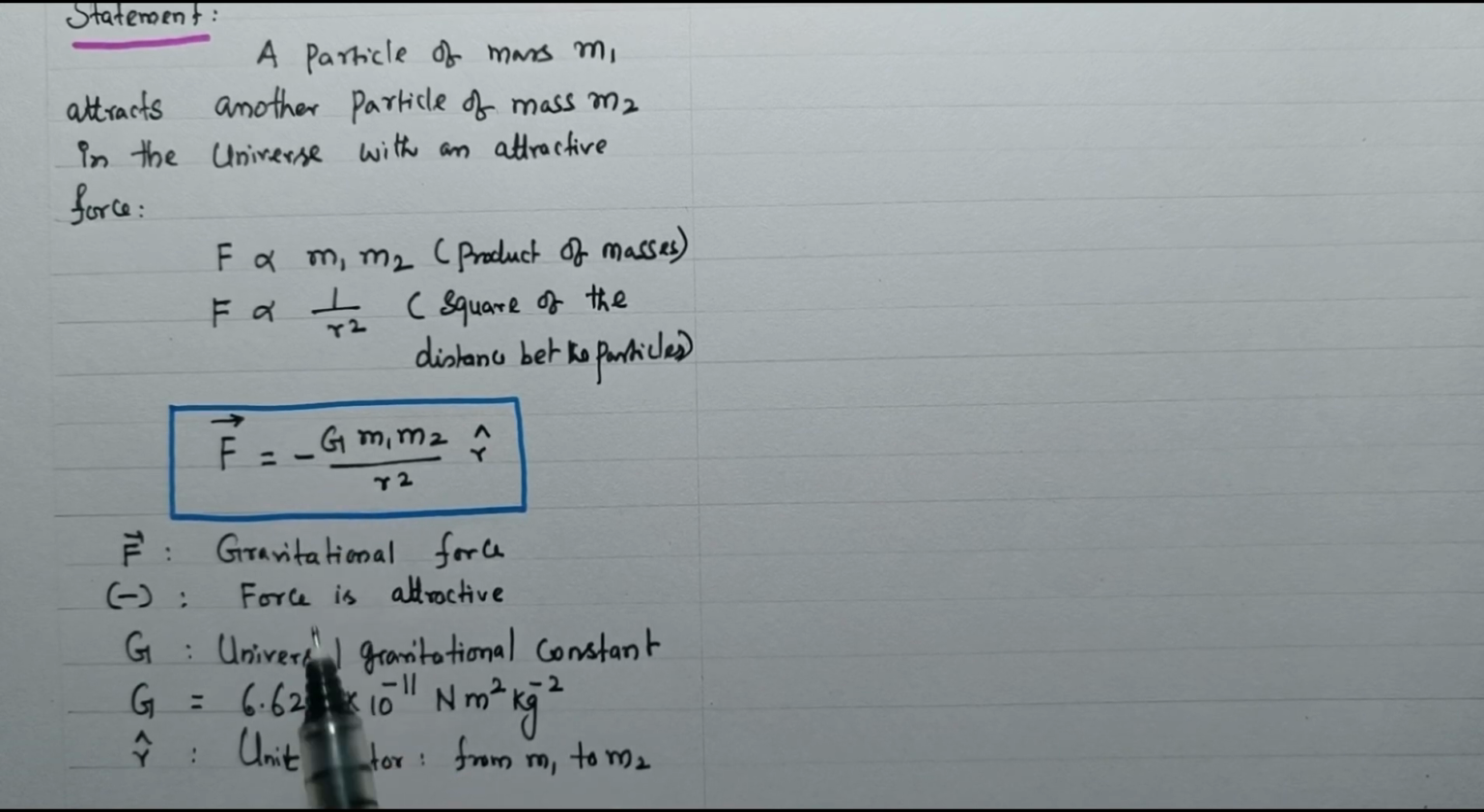The value of G is equal to 6.626 into 10 to the power minus 11 Newton meter square kilogram to the power minus 2. So this is about Newton's universal law of gravitation.